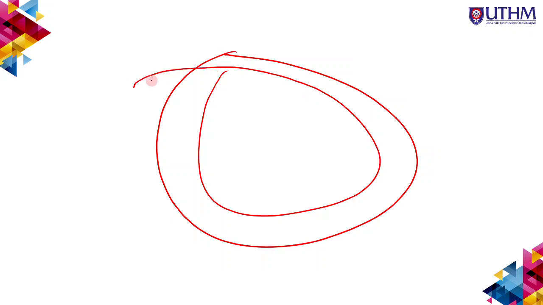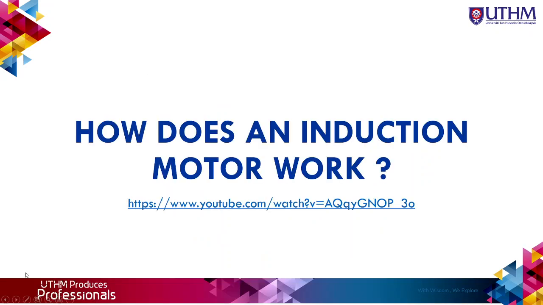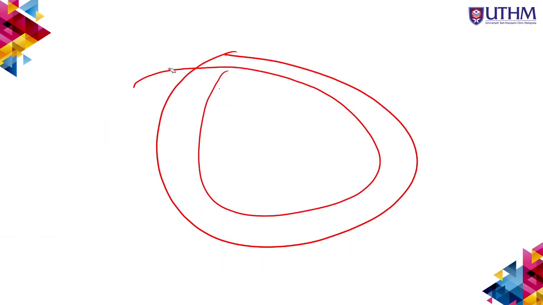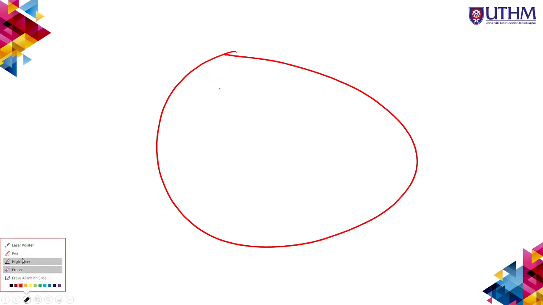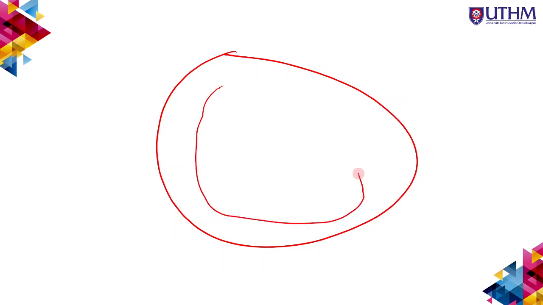So imagine the stator. So this is the stator. Tak ada pun. Okay, this is the stator. Tak nak bulat. Tak apa. Dia dah lag benda ni. Alamak. Sorry dia lag. So dia dah terabur sikit. Okay lah ni. So dia ada winding, winding at the stator.